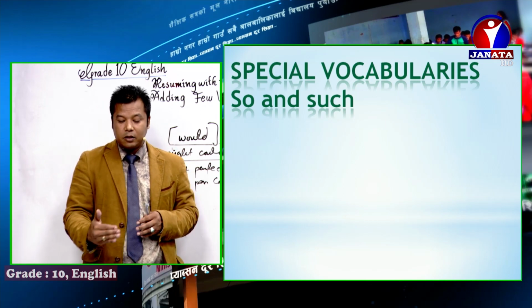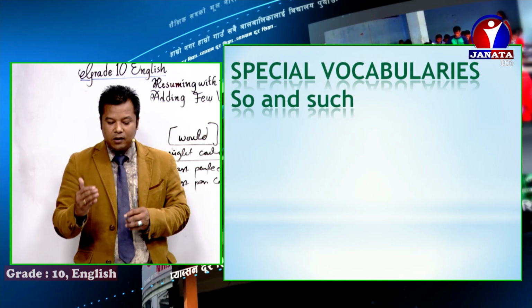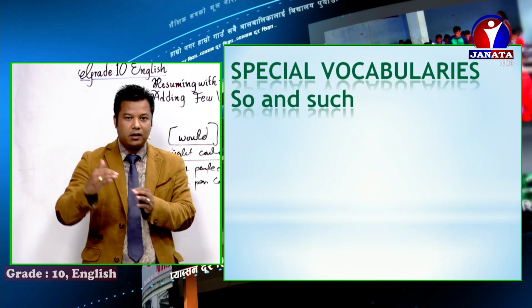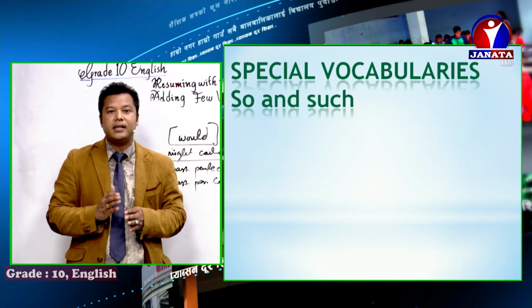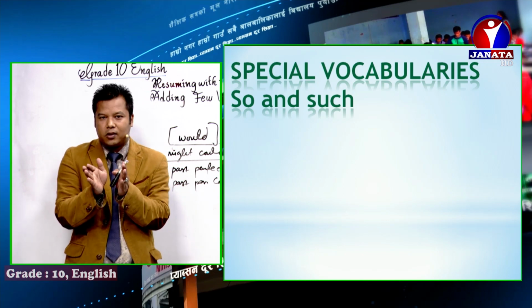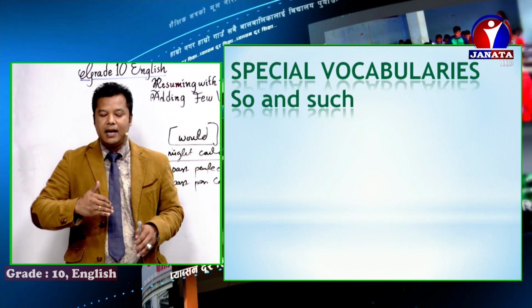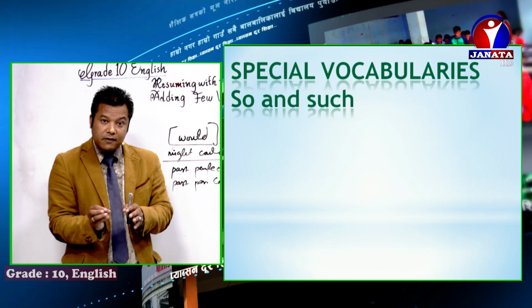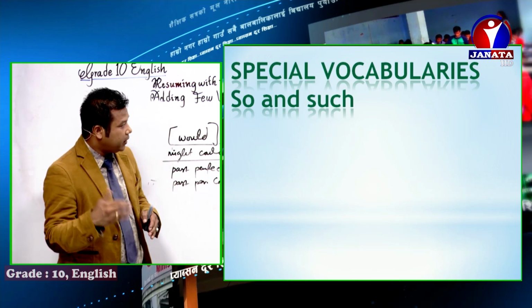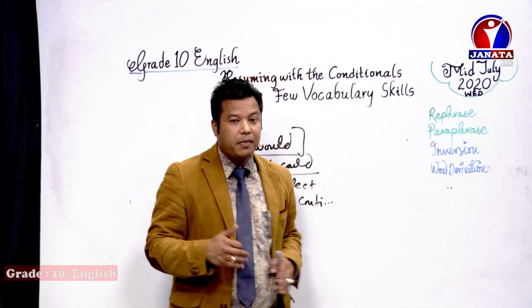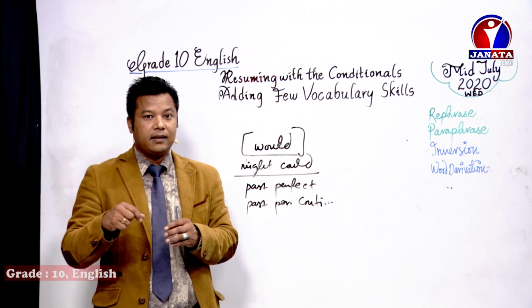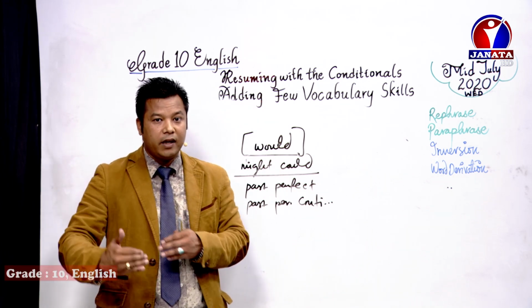So that is spatial vocabularies, and we will learn not only so and such, but many others. We will try to understand their rigid structures, how they are used in the English language, and how, when you're using these spatial vocabularies, you can understand the concept of rephrase and paraphrase. That is the next concern that we are moving on with.